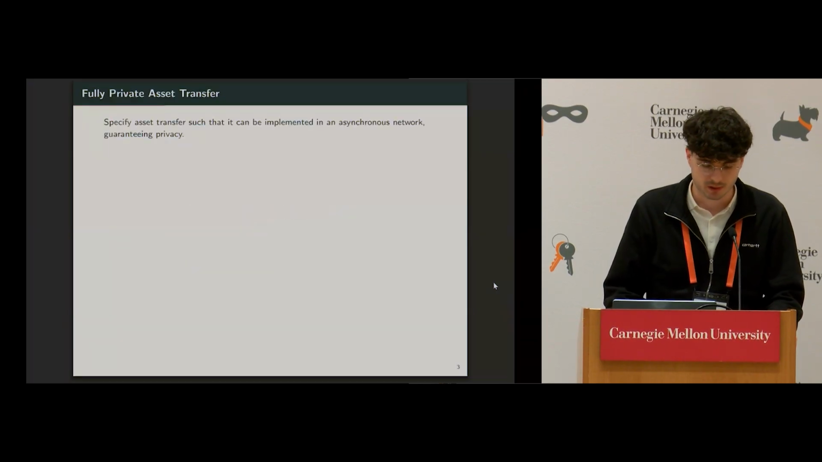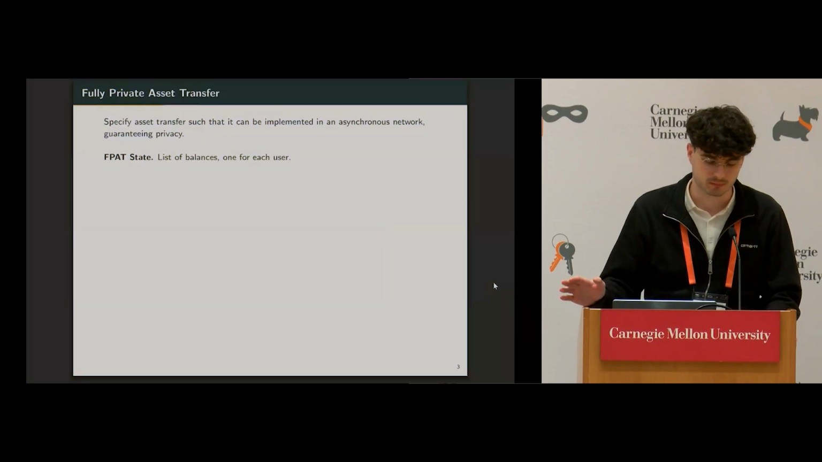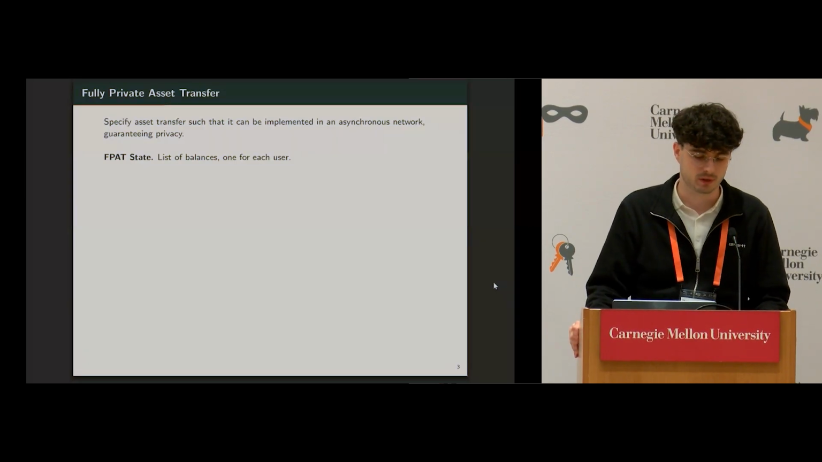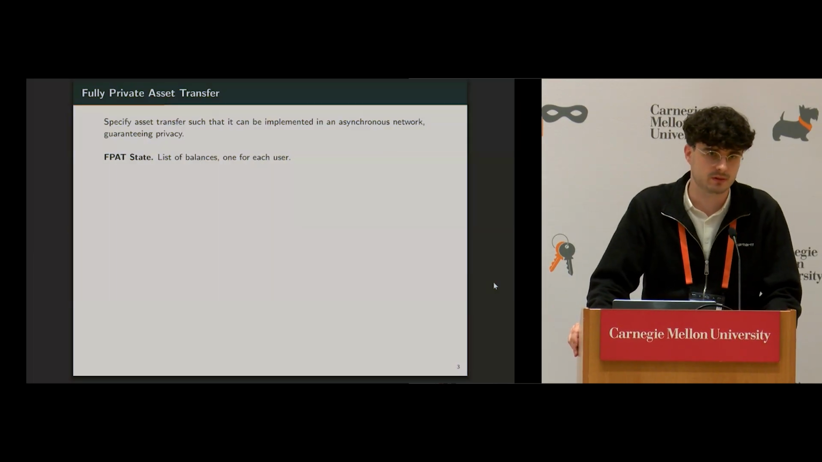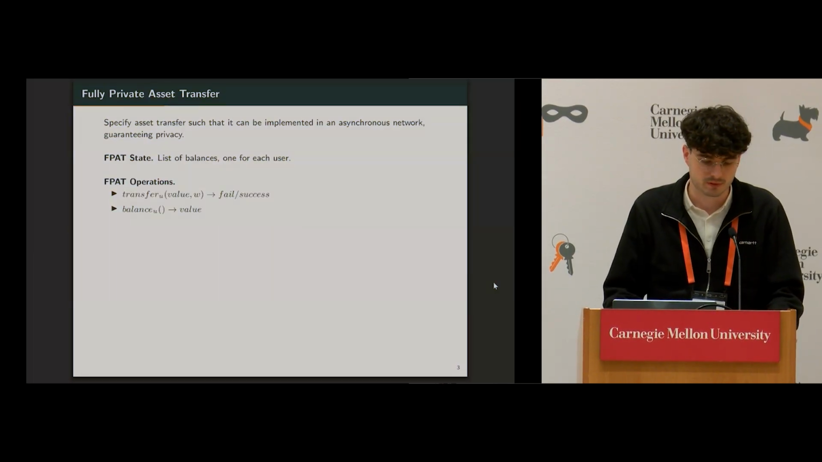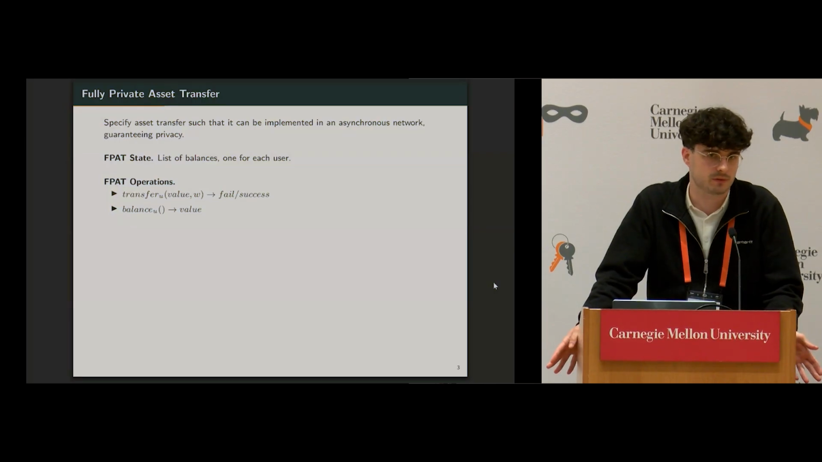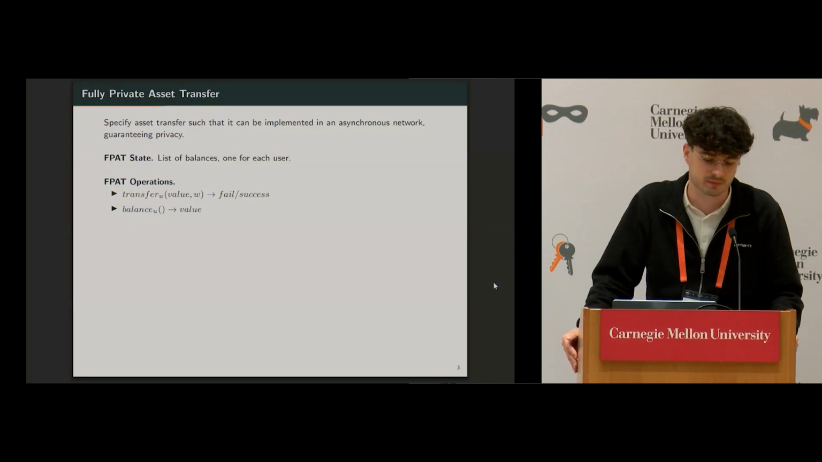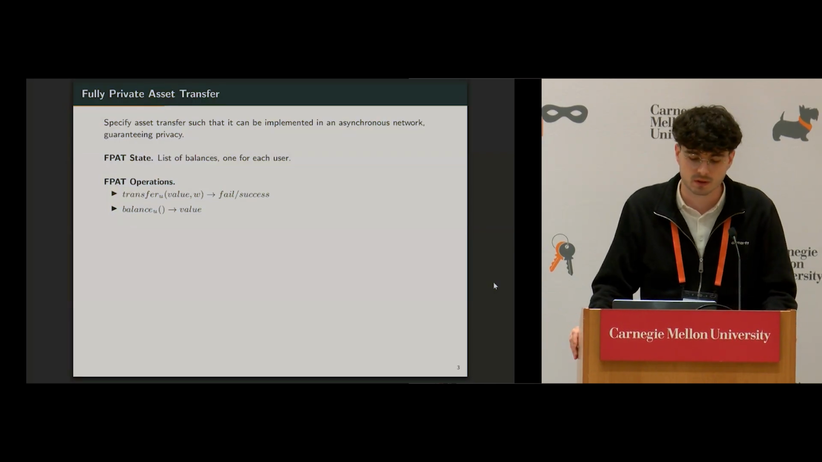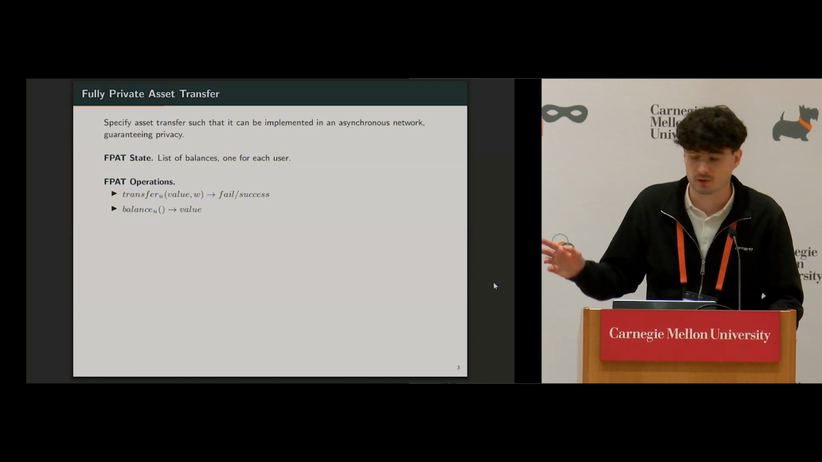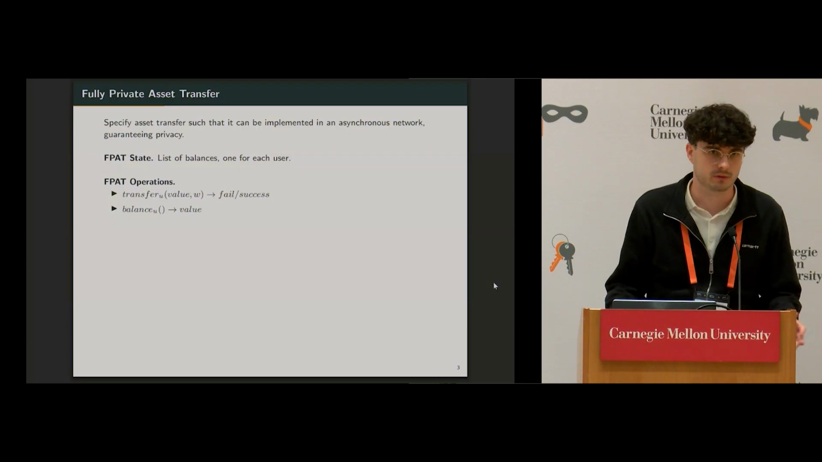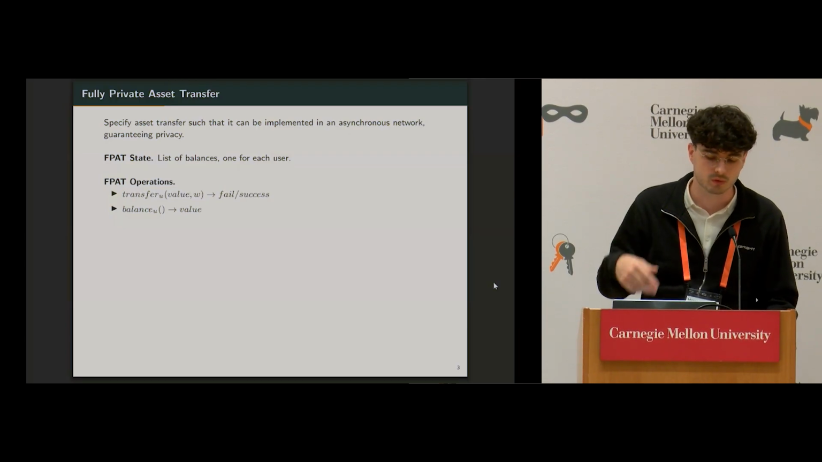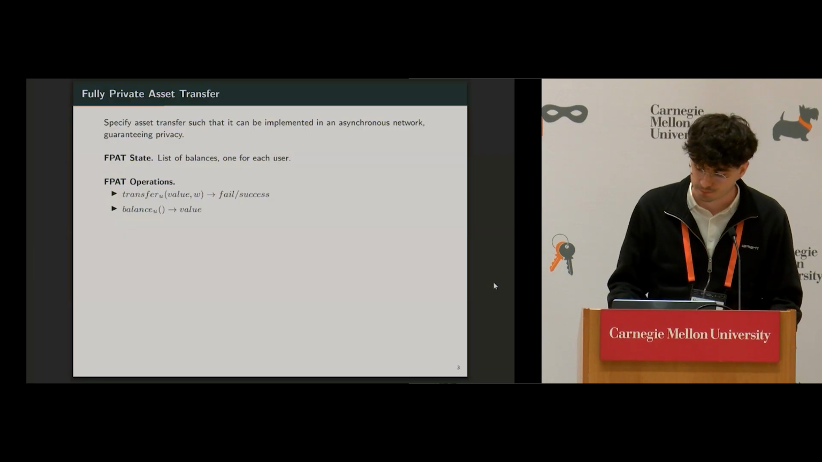So about the specification, as for a classical specification of a payment system, the state is just a list of balances, one for each user. We define 2 operations: an operation transfer that allows users to transfer money from their balance to another user's balance. And there is an operation called balance, which returns the current amount of money that the user has. So it only returns the balance of the invoker of the operation.